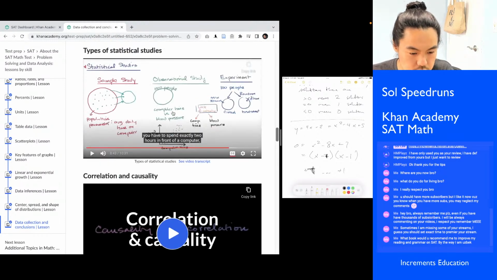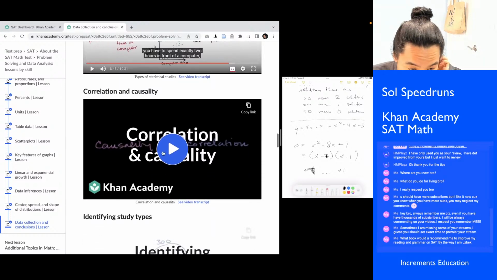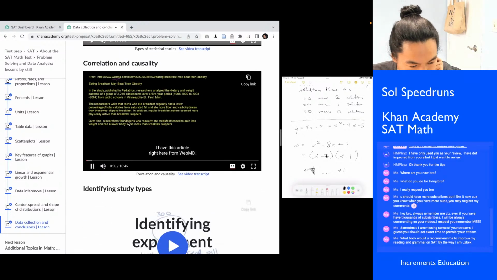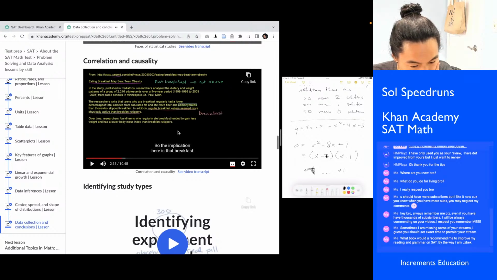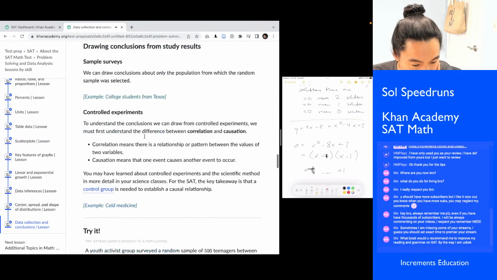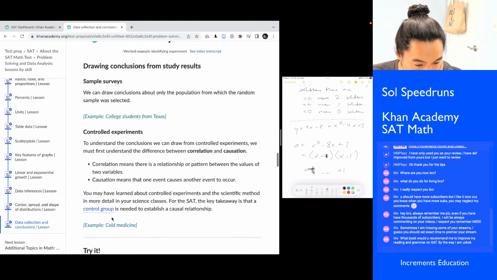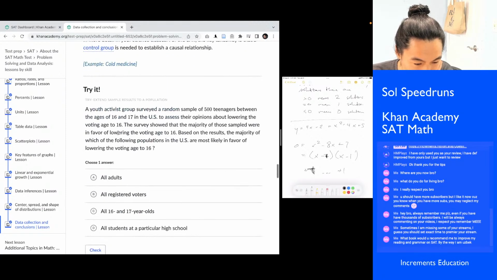Okay, got it. I just didn't have words for these, but I'm going to call them sample study, observational study, or field study. Okay, observational study and experiment. That makes sense. Correlation causality. Does this even come out? I'm going to skip that. I mean, I kind of understand all of these, but do I need this for the math? I don't think so.